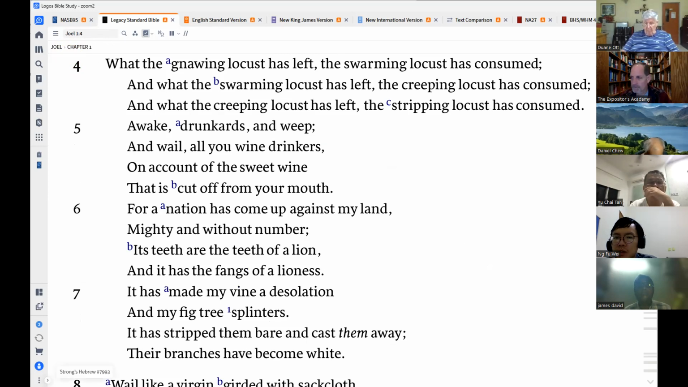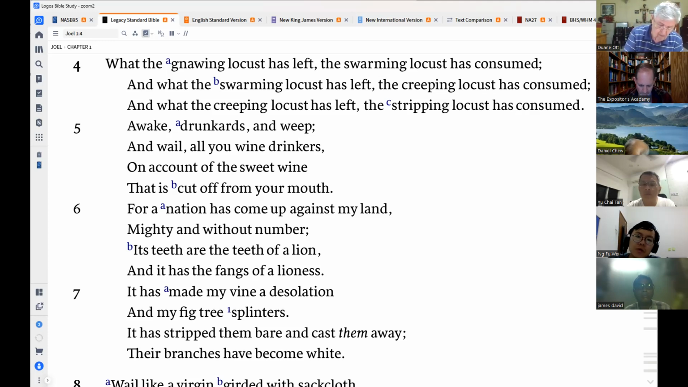Joel 1, verses 4 through 7. Sure, thank you. Joel chapter 1, verses 4 to 7. What the gnawing locust has left, the swarming locust has consumed. And what the swarming locust has left, the creeping locust has consumed. And what the creeping locust has left, the stripping locust has consumed.